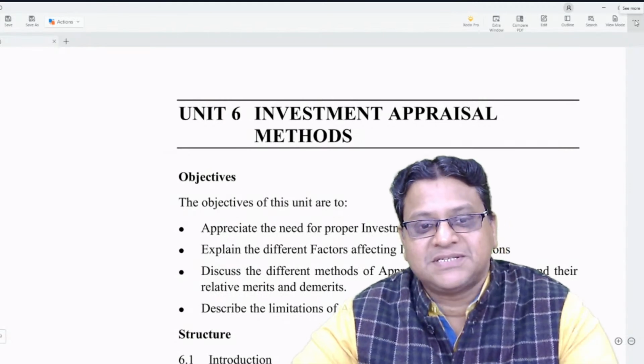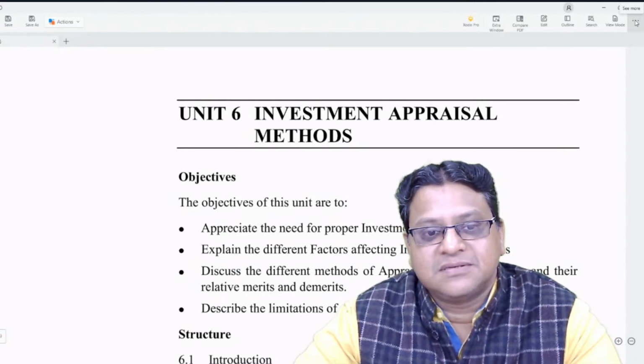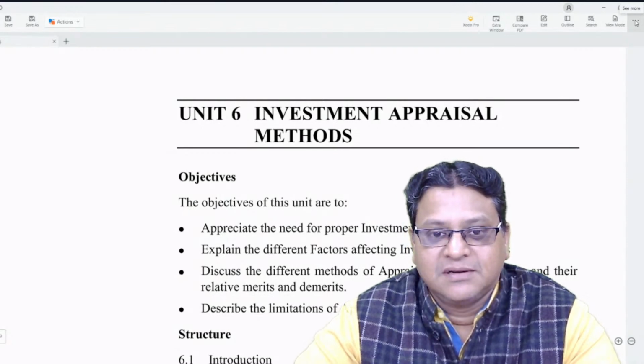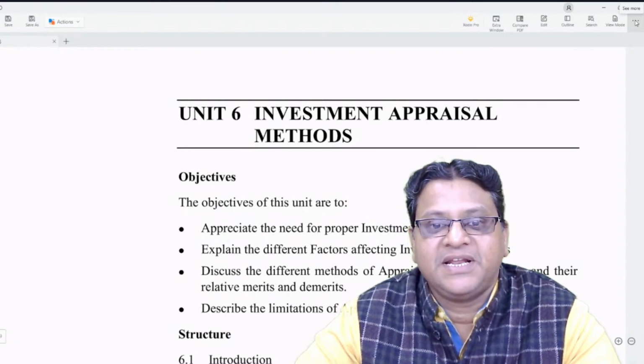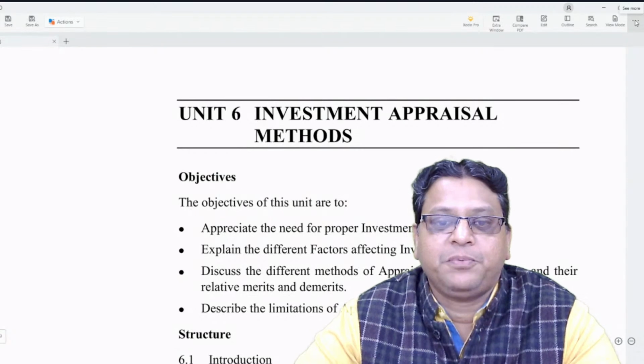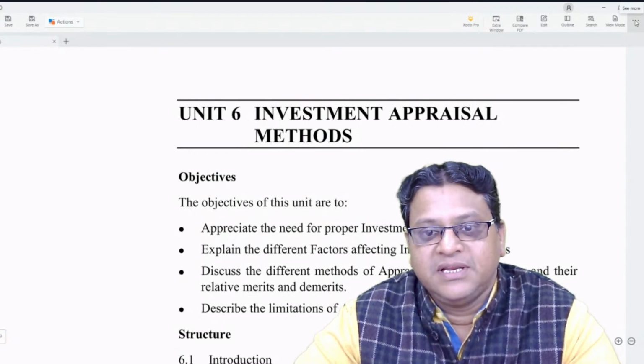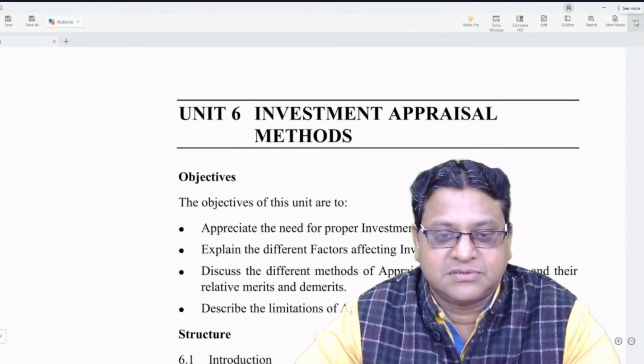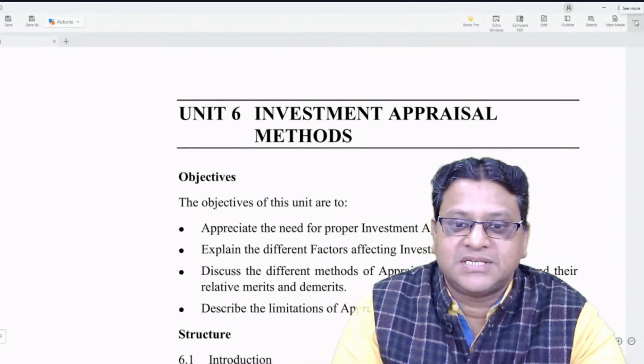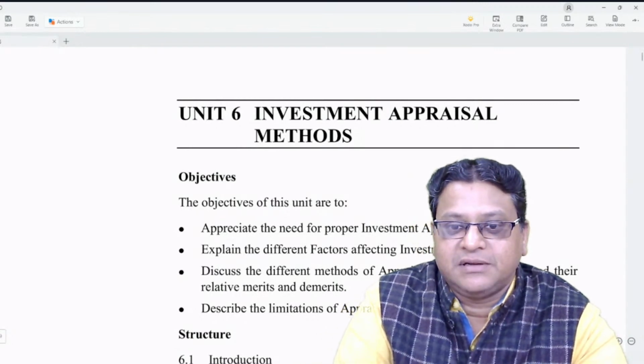Good morning, friends. Today we will discuss Unit 6 of Block 2 of Financial Management. The topic of our discussion today is Investment Appraisal Methods, which is also known as Capital Budgeting.